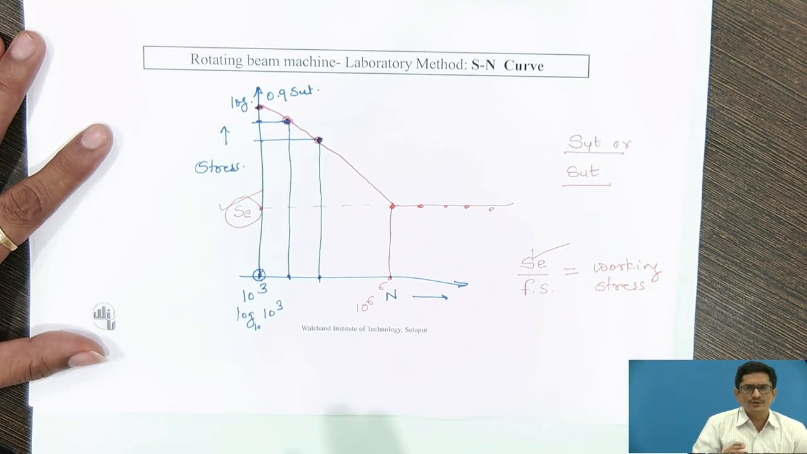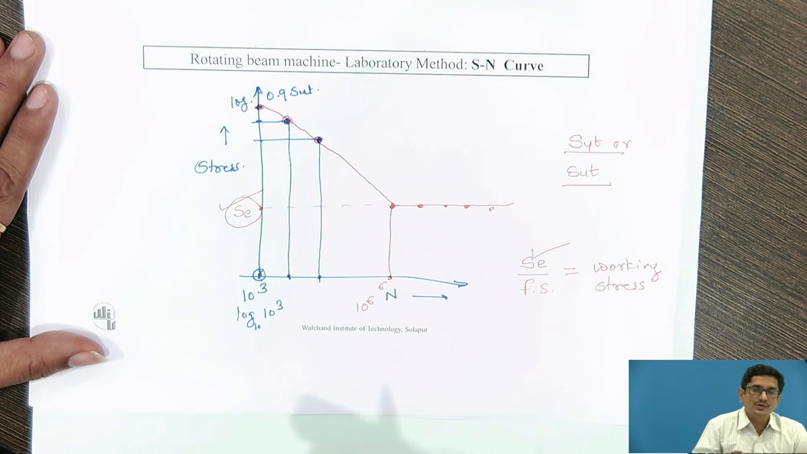But our interest is not the standard specimen. Our interest is to get the SE value for a component to be used in service. Therefore, it becomes necessary to calculate the endurance limit of a component.